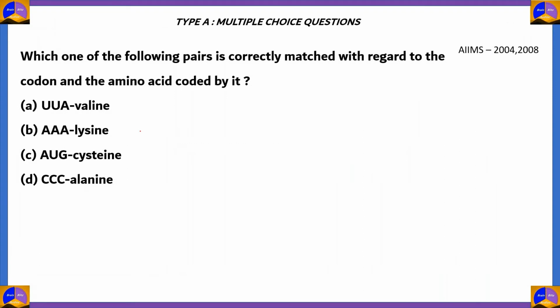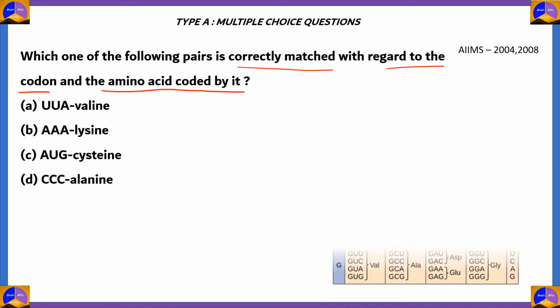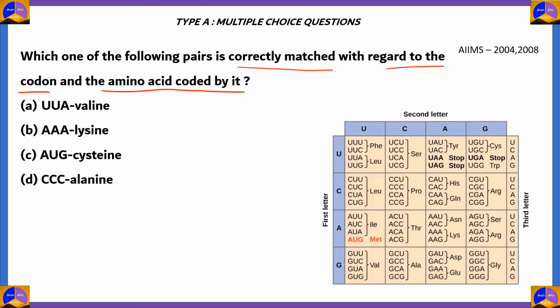Now, let's look at this question. Which one of the following pairs is correctly matched with regards to the codon and the amino acid coded by it? So we're given a codon and an amino acid. We need to find out which of these codons codes the amino acid given. So again, let's use the help of that table.